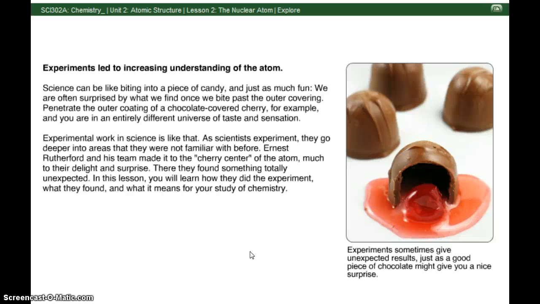There they found something totally unexpected. In this lesson, you will learn how they did the experiment, what they found, and what it means for your study of chemistry. So, experiments sometimes give unexpected results, just as a good piece of chocolate might give you a nice surprise.